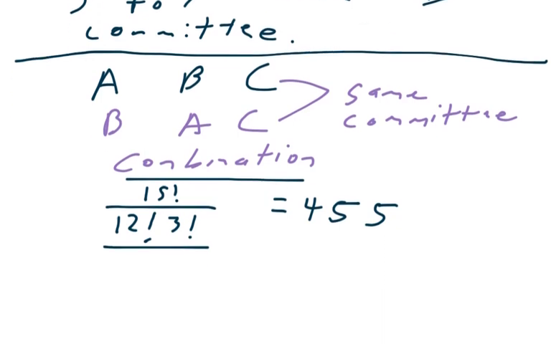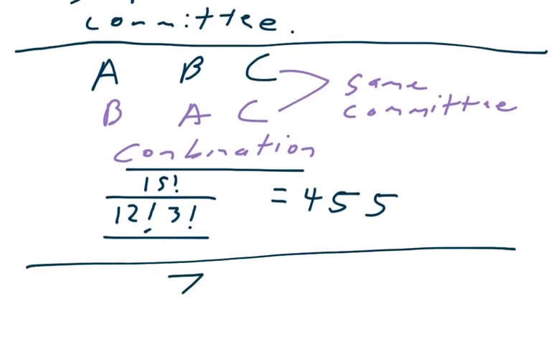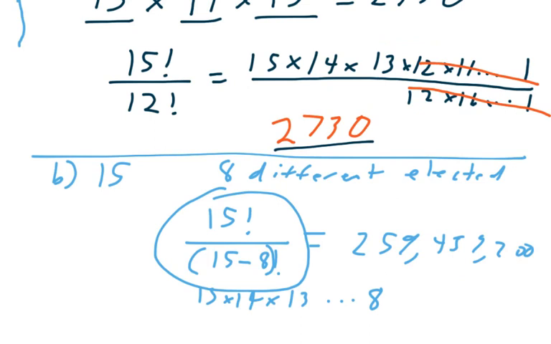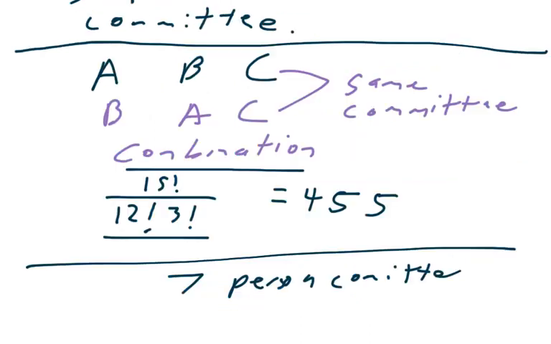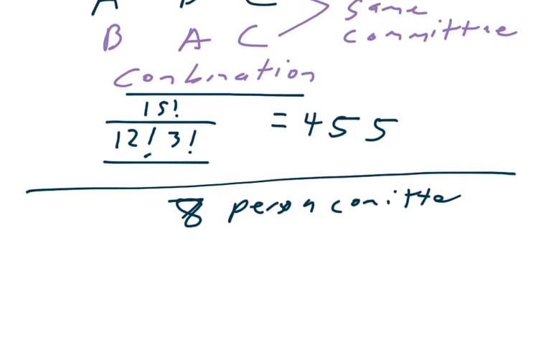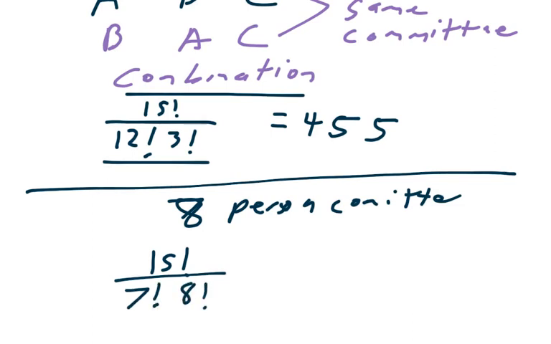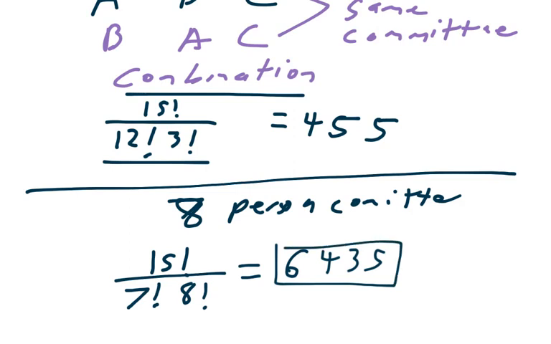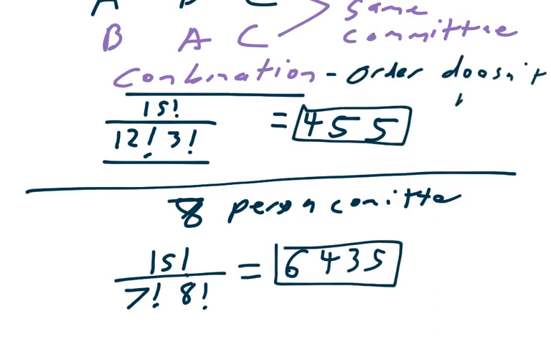Now think about this. Let's say we are doing the same thing, but with a 7-person committee. Or what number did I use last time? I used an 8-person committee. So the numbers would have turned out to be the same, because 15 minus 8 is 7. Then I also have to divide it by 8. So we are going to get 6,435. And these were combinations. Combinations, order doesn't matter.